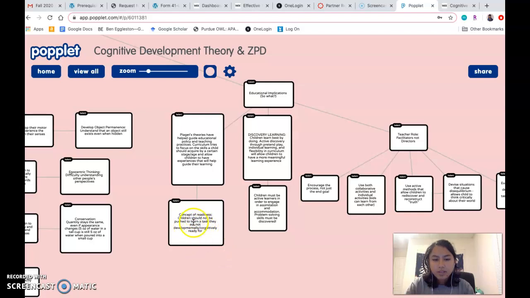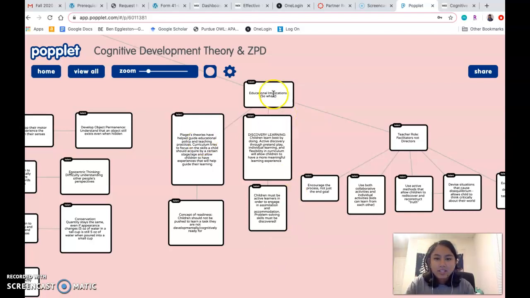This is very important to the concept of readiness, which claims that children should not be pushed to learn a task that they are not developmentally or cognitively ready for. For example, you wouldn't want to teach a 3-month-old infant to walk. They're not developmentally ready to do that.